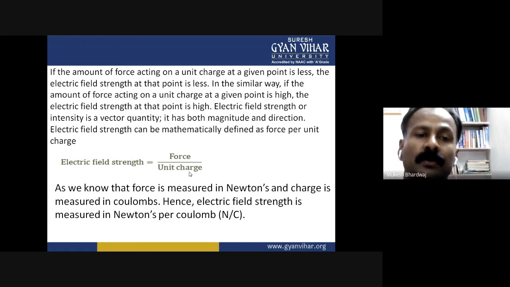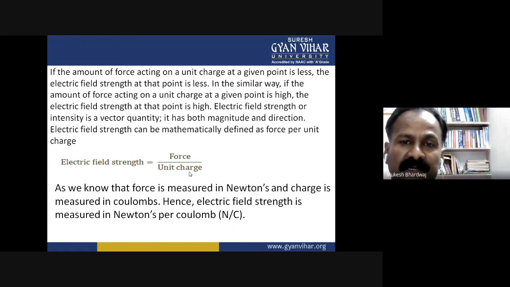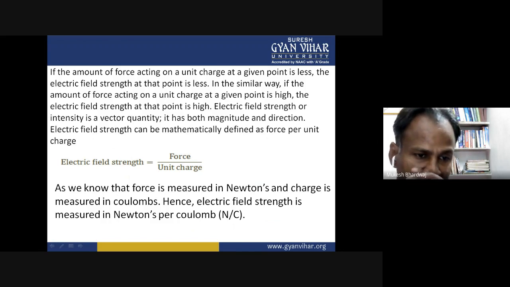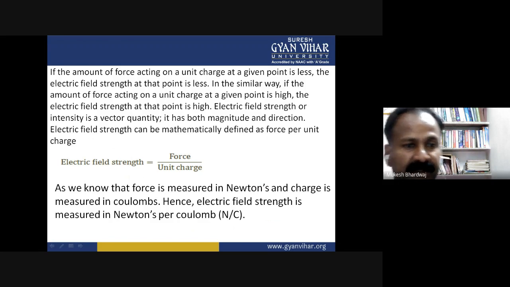So, we can say that if the amount of force acting on a unit charge at a given point is less, then electric field strength at that point is less. In a similar way, if the amount of force acting on a unit charge at a given point is high, the electric field strength at that point is high.